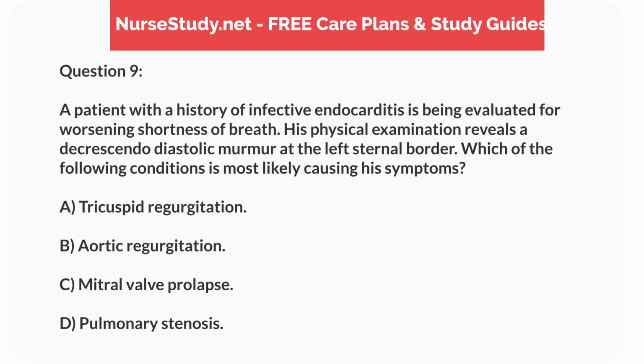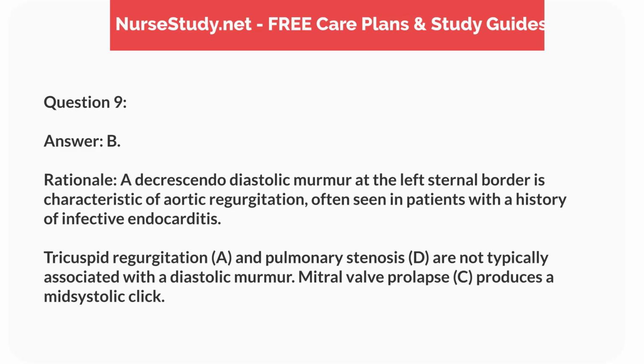Question 9. A patient with a history of infective endocarditis is being evaluated for worsening shortness of breath. His physical examination reveals a decrescendo diastolic murmur at the left sternal border. Which of the following conditions is most likely causing his symptoms? A. Tricuspid regurgitation. B. Aortic regurgitation. C. Mitral valve prolapse. D. Pulmonary stenosis.